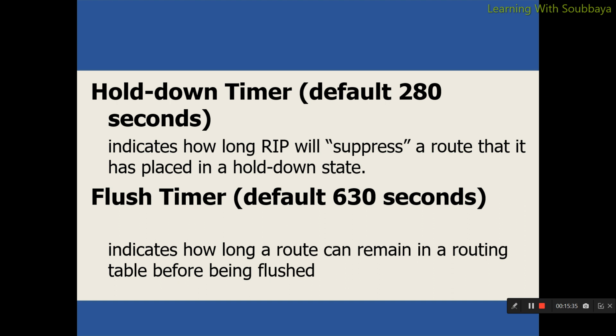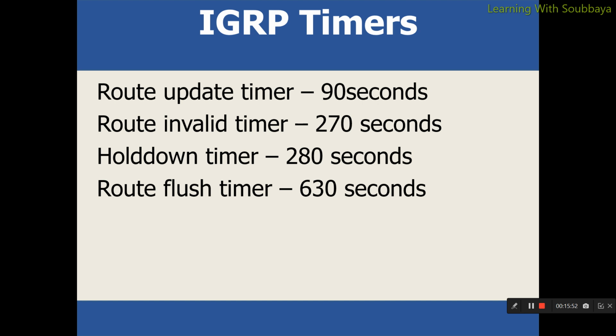Flush timer means completely remove. All the information is removed; whichever failed network it is, it is removed from my routing table. That is called the flush timer. So the four timers are update timer, invalid timer, hold on timer, flush timer: 90 seconds, 270, 280, 630. So these are the timers available.